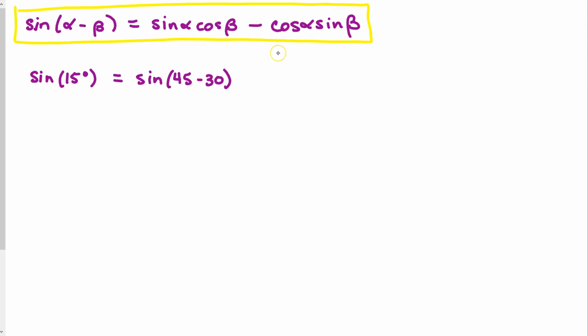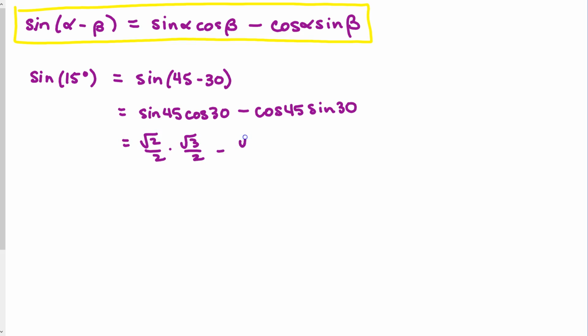It's the easiest one. Sine of 45 minus 30. So according to the identity, 45 is my alpha, 30 is my beta. I'm going to have sine alpha, sine 45, times cosine beta, cosine 30, minus cosine alpha, cosine 45, times sine of beta, sine 30. And then, again, using those reference triangles and finding those exact values, we substitute those in and simplify, and the answer is square root 6 over 4 minus square root 2 over 4, or if you prefer, you can write it as square root 6 minus square root 2 over 4.